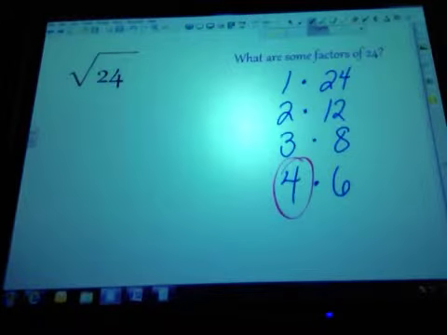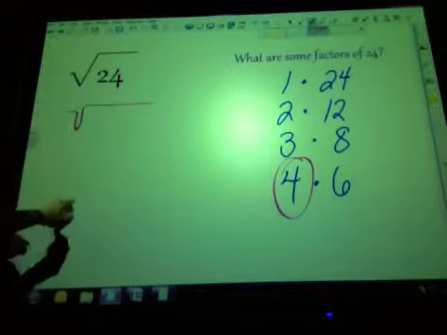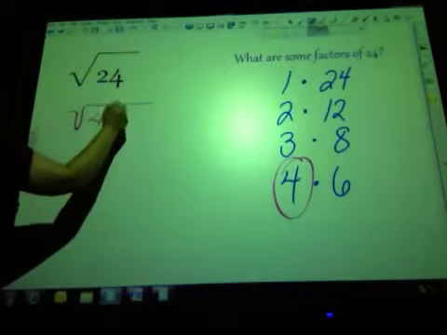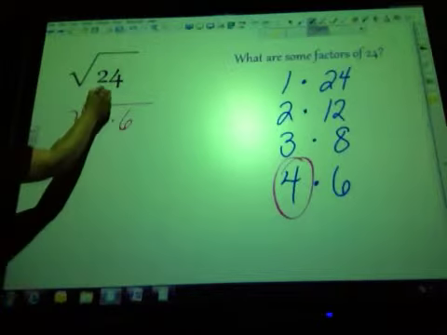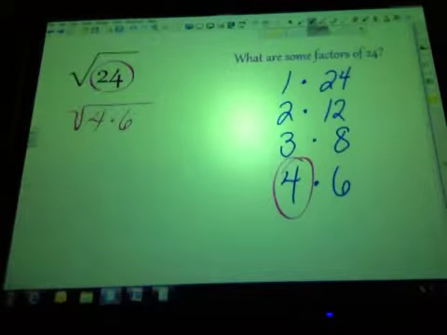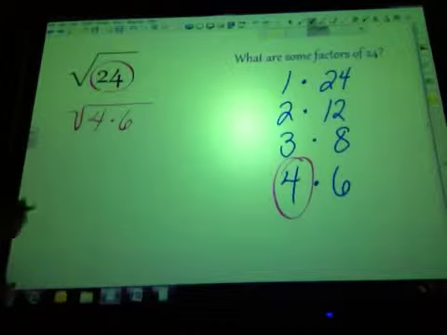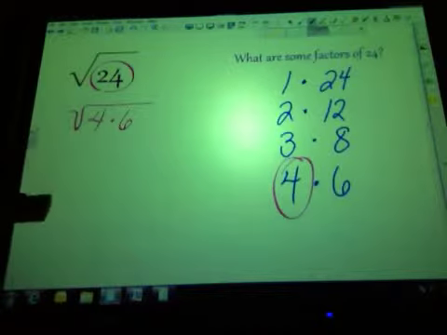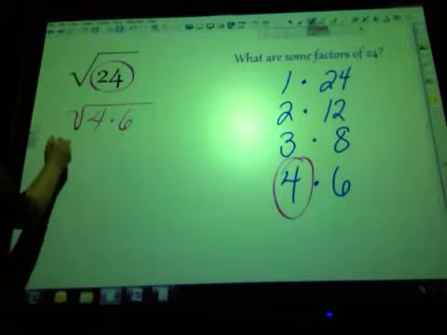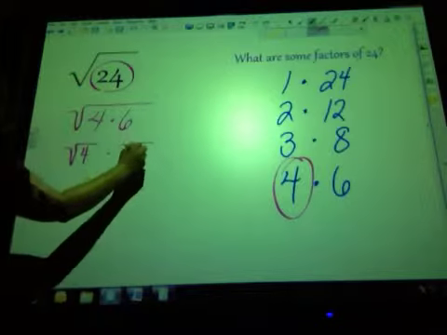So we're going to simplify, and instead of doing square root of 24, we're going to break this apart and do the square root of 4 times 6. Because 4 times 6 is the same thing as 24. So all we're doing is breaking this apart a little bit. We're not changing the value any, because still underneath here, 4 times 6 is 24. Now I'm going to break this apart even farther. So I'm going to break it apart into the square root of 4 times the square root of 6.